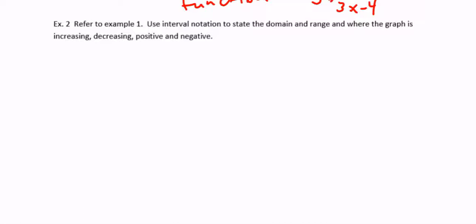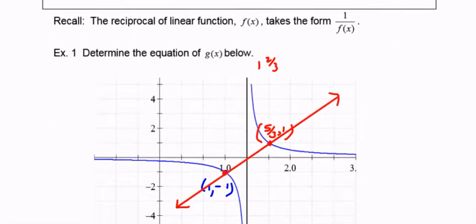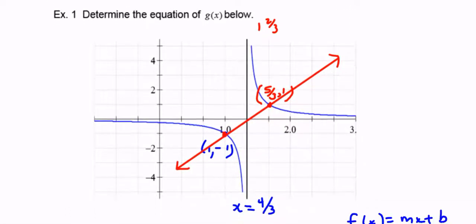Second example says refer to the first example and use interval notation to state the domain and range and where the graph is increasing, decreasing, positive, and negative. Okay. So, let's just look at this one. Do you remember the rules that I went over quickly about graphing reciprocal linear and reciprocal quadratic functions? One of the rules was that the areas of increase on the original are the areas of decrease on the reciprocal, and vice versa.